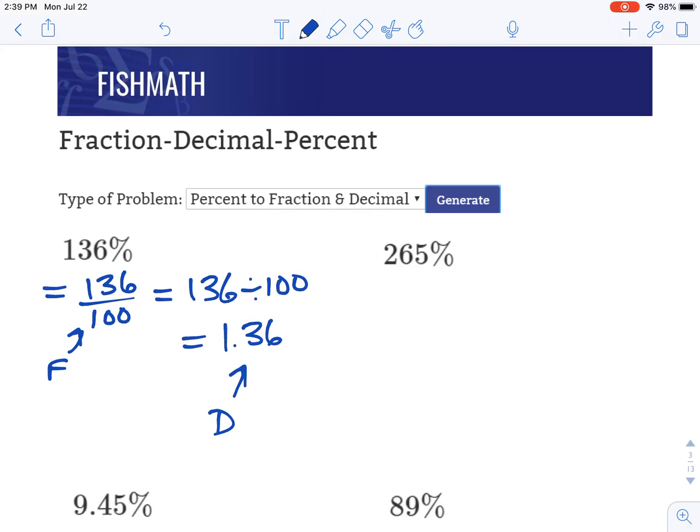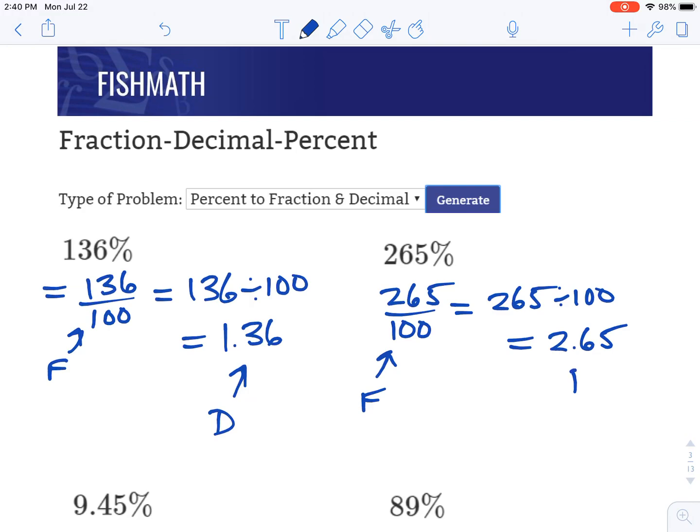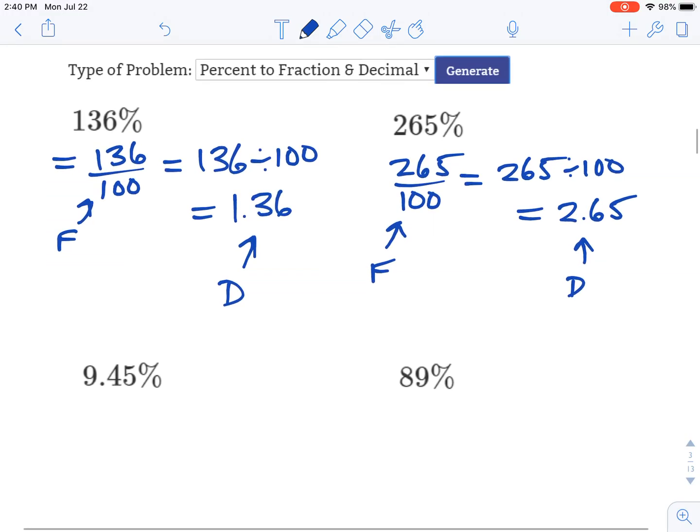For the next one, same idea. We could just take 265, put it out of 100, since percents are out of 100, and that would be a fraction that would work. It's not a simplified version of a fraction, but it is a fraction. Then we could just again divide the numerator by the denominator, and we can get a decimal that represents this. 2.65 would be our decimal. And this works every single time.